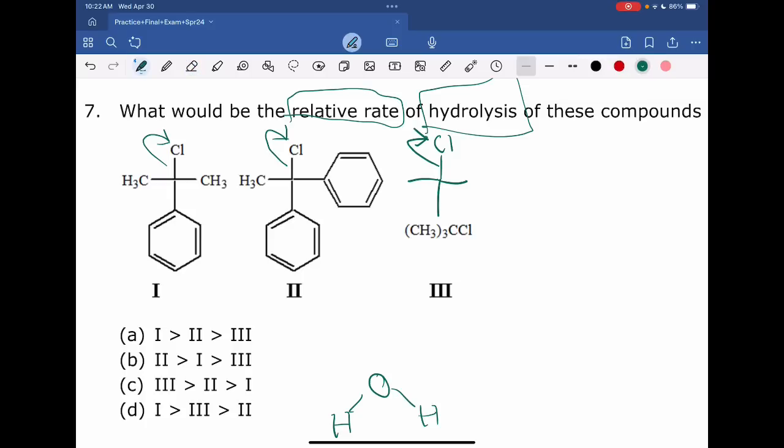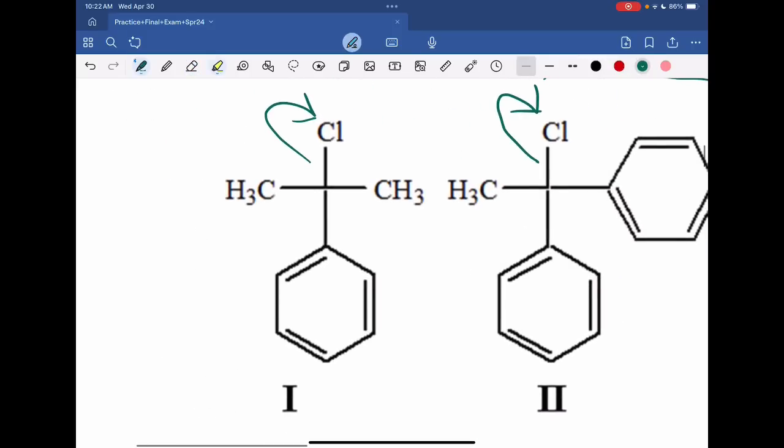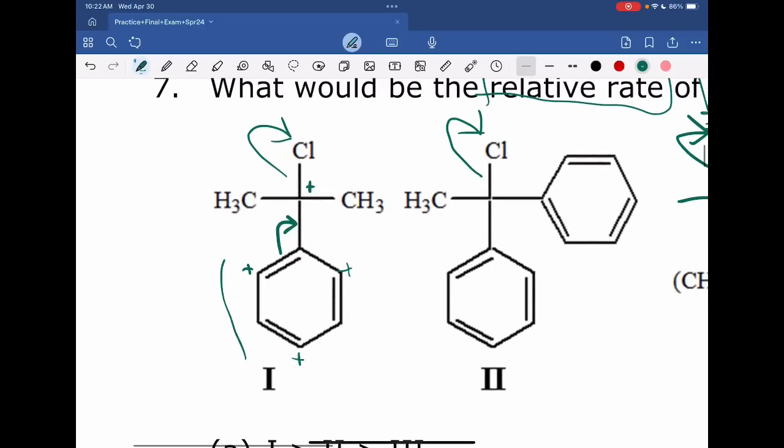So whenever a chlorine leaves, let's do the example for the first one, you would get a positive charge here. And this positive charge is going to be stabilized by the ring. You're going to get a positive charge here, and then a positive charge here and here. And hopefully you can see that the ring is going to stabilize the carbocation that is formed due to the Cl leaving.